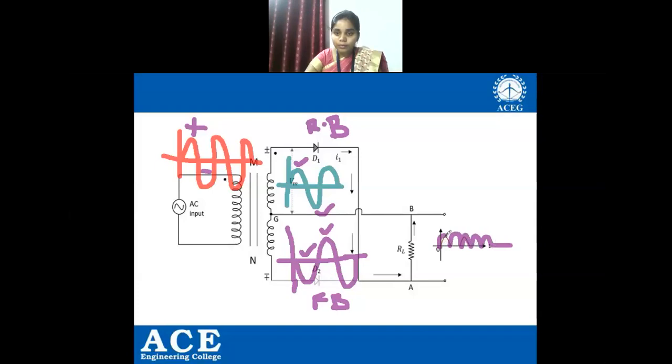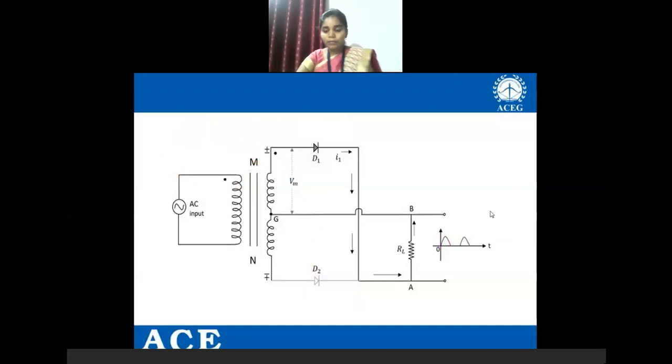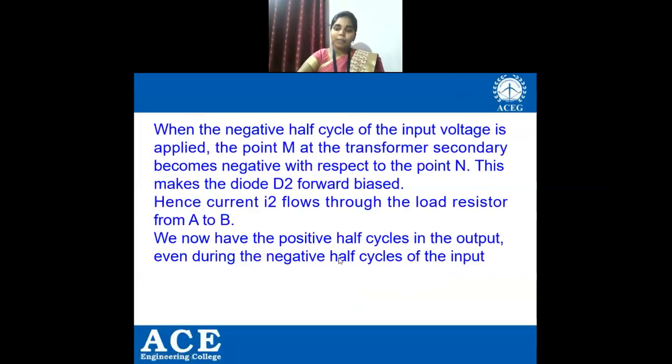Now, this is diode D1, and the next one is diode D2. Like that, for positive half cycle, D1 is going to conduct. For negative half cycle, D2 is going to conduct. This is how your full wave rectifier is going to work. Okay, so move to the next slide. Now, whatever I have mentioned so far, everything is written here.